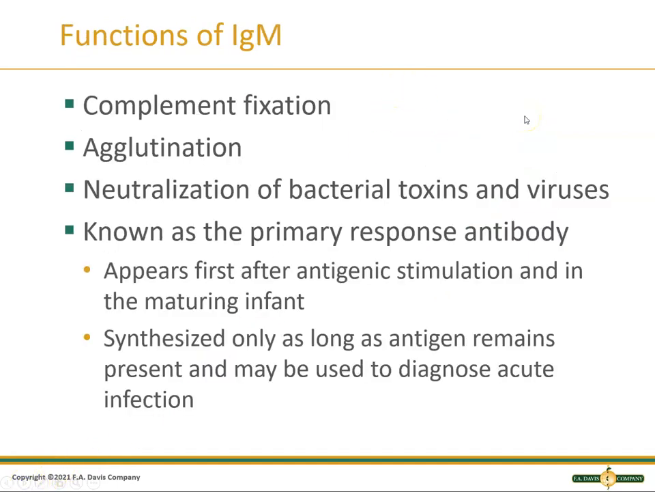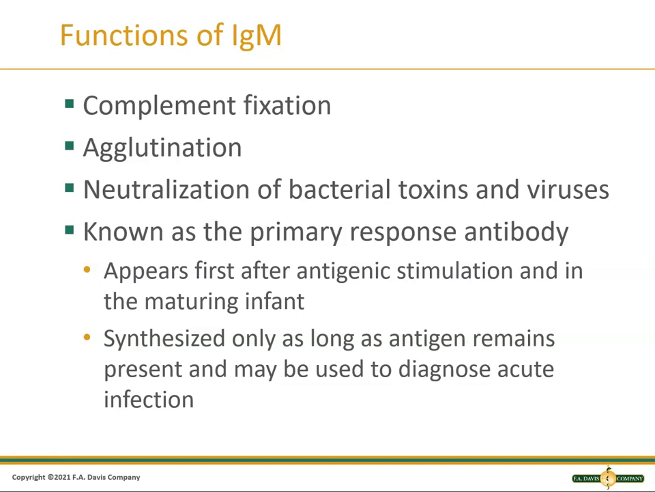Now IgM is very efficient in bringing complement, called complement fixation. In other words, allowing complement to attach to the IgM so that it can eventually destroy the cell itself. It's also really big in agglutination, where we see molecules come together so we can see visual clumping. It also can neutralize bacterial toxins and viruses, but it's also very big in the primary immune response.